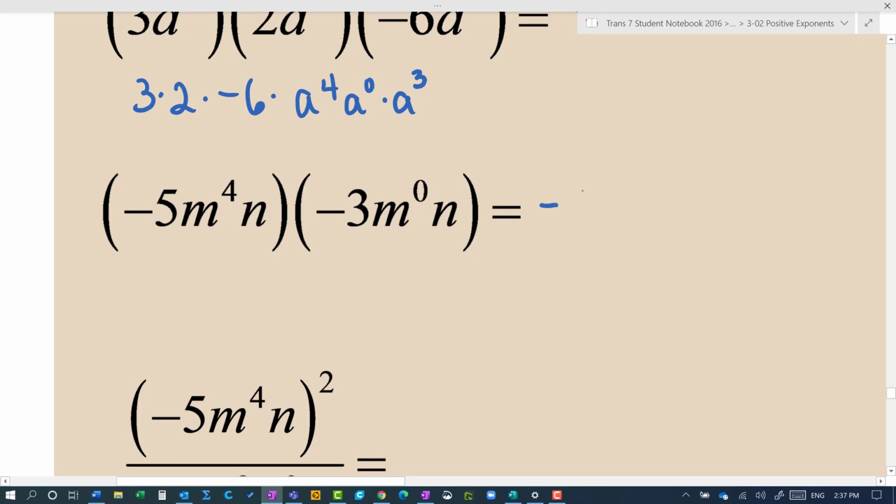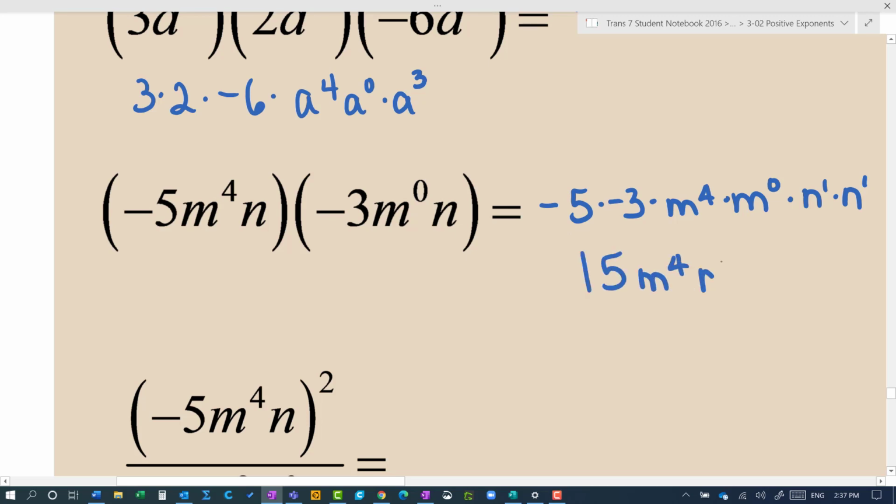So you should multiply negative 5 times negative 3, m to the 4th times m to the 0, or you can just drop it because it equals 1, and n to the 1st. I recommend putting that first there to help you keep up with it, times n to the 1st. And we end up with 15 m to the 4th, n to the 2nd.